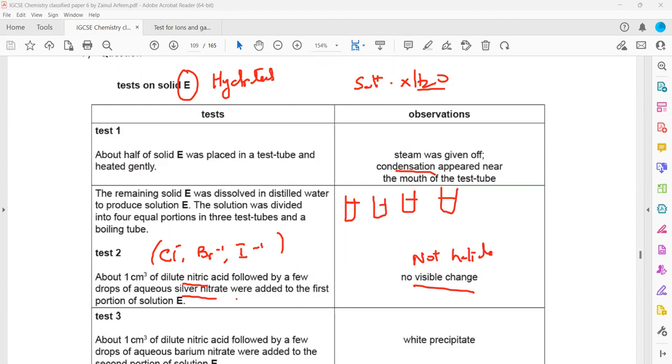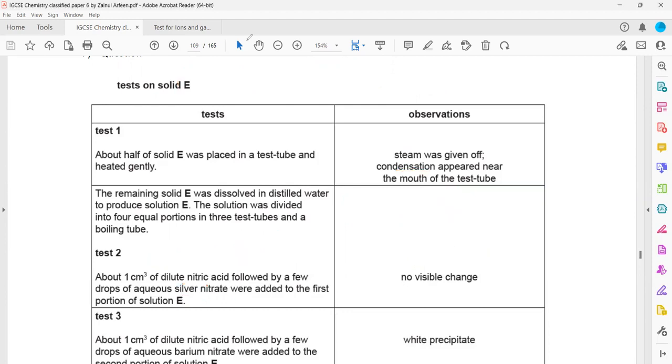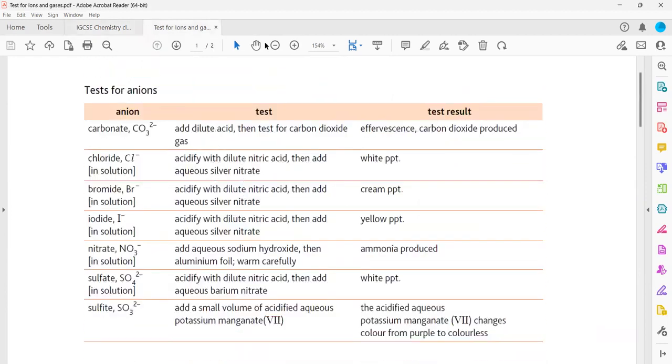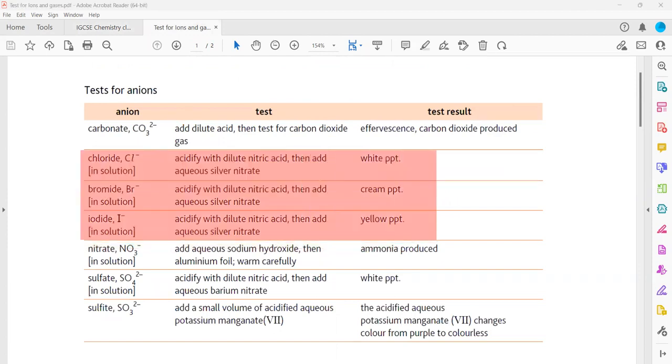You can check from the test for ions in the exam, it will be there in paper 6 with you. So you can check if you want to test the halide ion, chloride, bromide, or iodide. We add nitric acid followed by silver nitrate, and there is no visible change. So it shows that halide is absent.